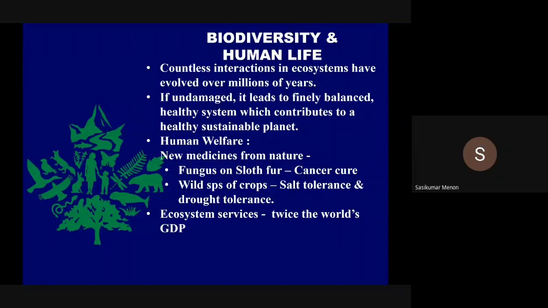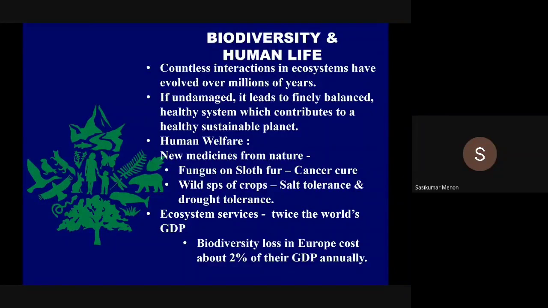Then we have a lot of ecosystem services. Now if you look at the cost of that, it is twice the world's GDP that this biodiversity is giving us in terms of the ecosystem services. Now Europe has lost a huge amount of biodiversity due to war and so many other factors. And according to their own economists, they are spending about 2% of their GDP to overcome this ecosystem service loss, and they are doing it by themselves. So it's a huge amount of money that they are spending because they don't have the ecosystem services from good biodiversity.